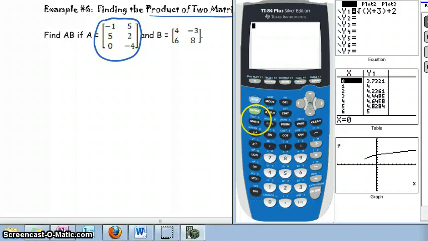And we're going to go back to matrices again, and this time edit as well. But this time, instead of editing matrix A, we're going to edit matrix B. So I'm going to scroll down one to matrix B and press enter. This matrix we're working with is not a 3 by 2. It's definitely a 2 by 2. So we're going to do 2, enter, 2, enter, and then put the entries in.